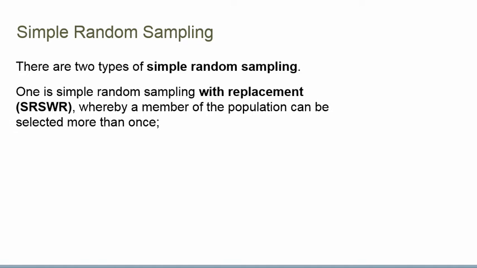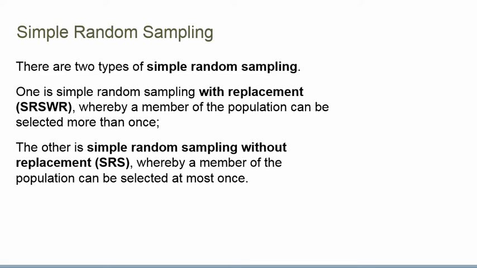Simple random sampling. There are two types of simple random sampling. One is simple random sampling with replacement, referred to by this book as SRSWR, wherein a member of the population can be selected more than once. The other is simple random sampling without replacement, referred to in this book as SRS, wherein a member of the population can be selected at most once.